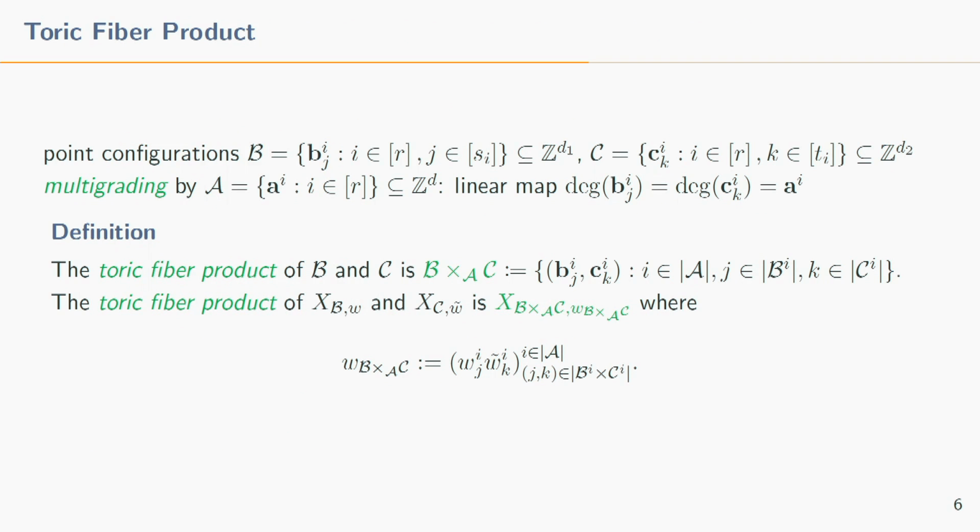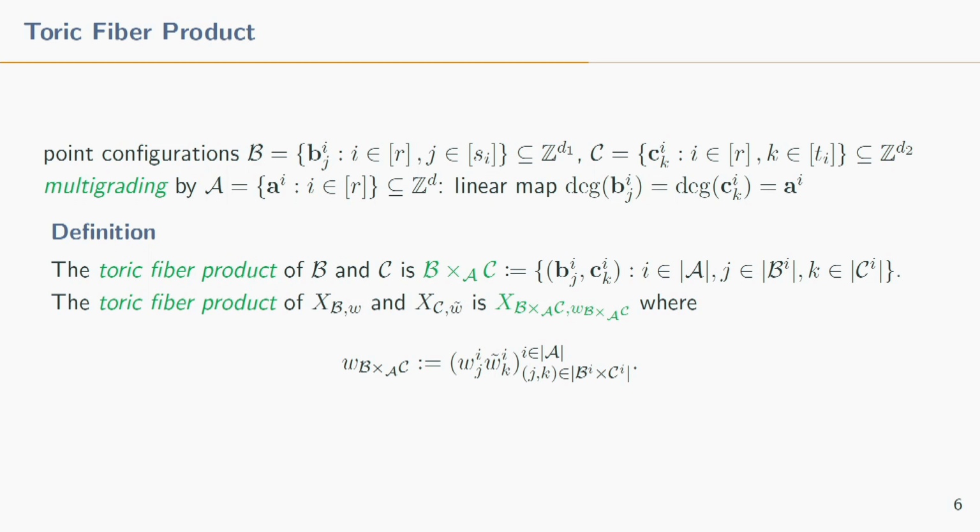So now let me talk about toric fiber products. Here we want to take two polytopes, and they are given by two point configurations B and C. This might look a bit scary, but it's really not. The points in B have upper and lower indices: upper indices are i and j. Points in C have the same upper indices as the points in B, but different lower indices. And they are equipped with a grading, or a multi-grading, by another set of integer points, which is called A, and they have the same upper indices, and only the upper indices.